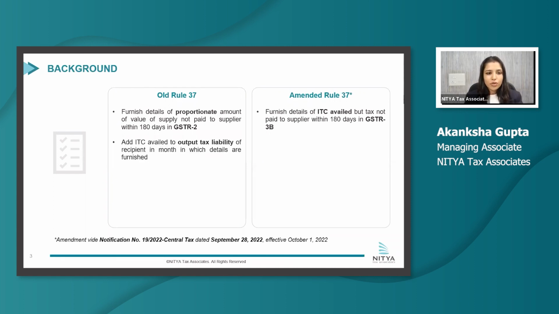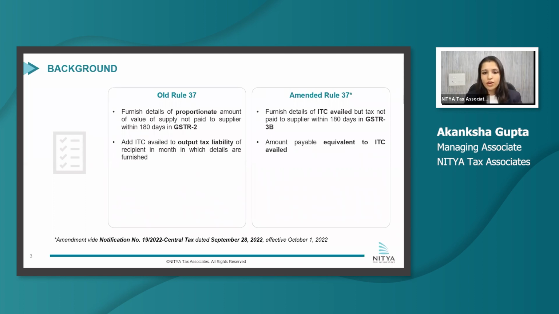The next condition of Rule 37 earlier was that the ITC availed pertaining to delayed payment of tax has to be paid as output tax liability by the recipient in the month in which details are furnished in GSTR 2. Whereas under the amended Rule 37, the amount payable equivalent to ITC availed has to be paid by the recipient.